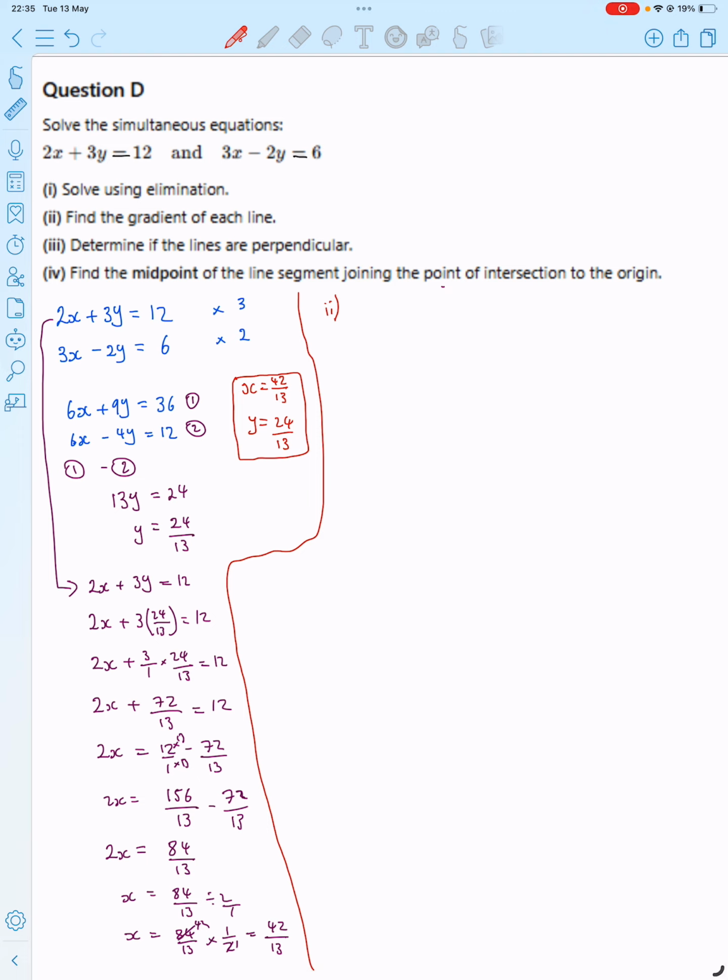Find the gradient of each line. Oof, they're making us do work. So to find the gradient of each line, it needs to be in the form y equals mx plus c. So these are now equations of lines.